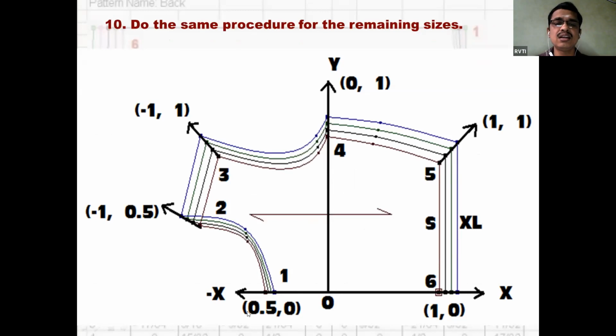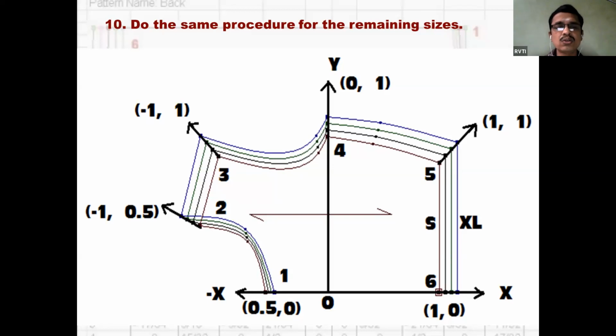Like this, individually we can do it with the help of tracks. We are shifting the pattern. Finally, see the increment at point number 1, 2, 3, 4, 5, 6. By this, the pattern has been graded. So this method is called the track shift method.